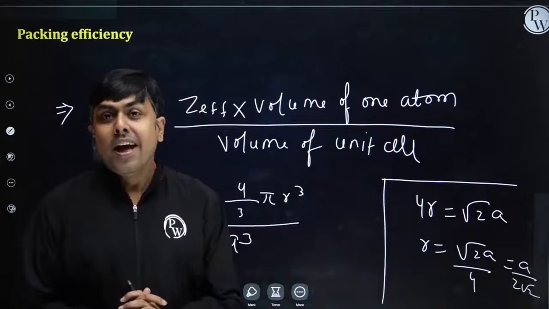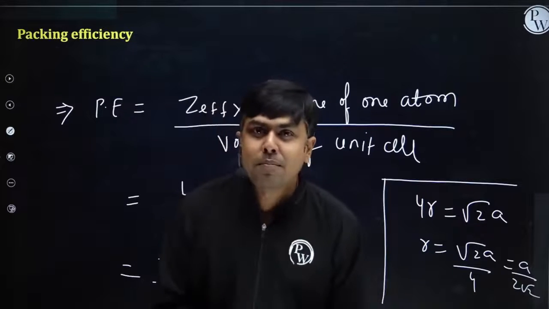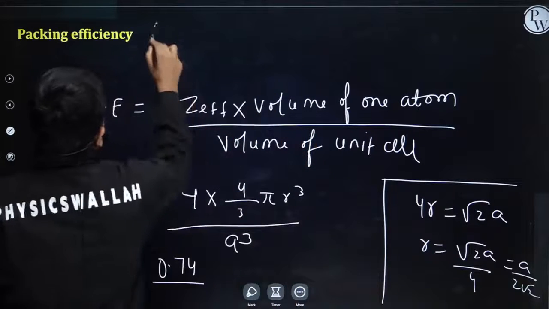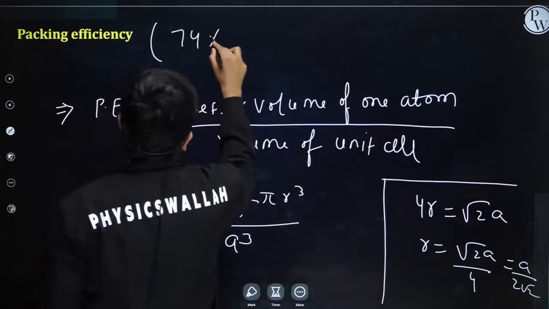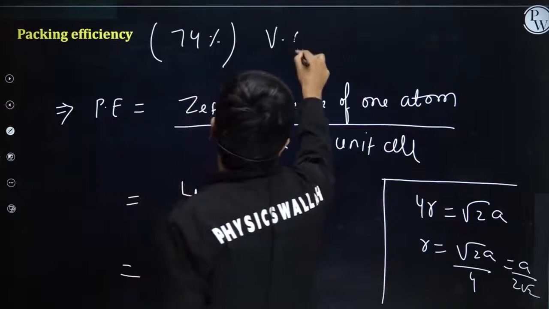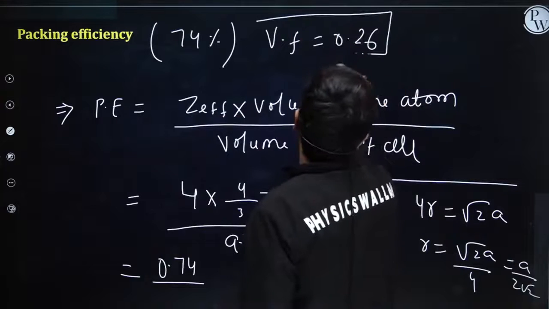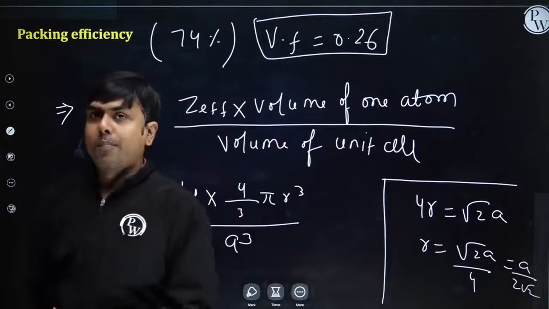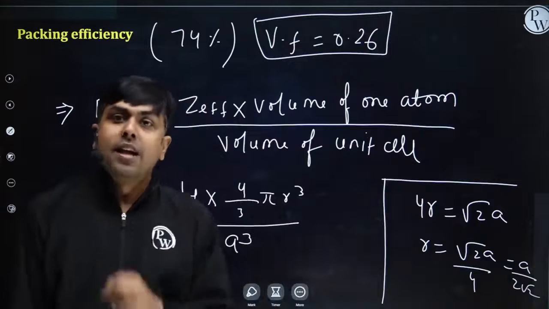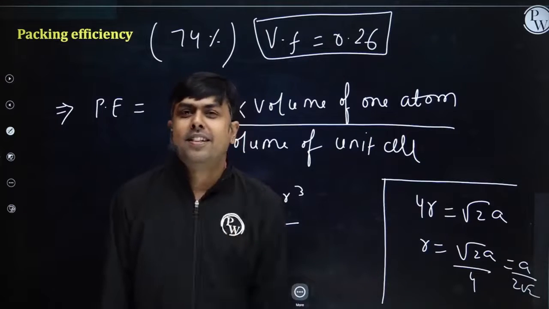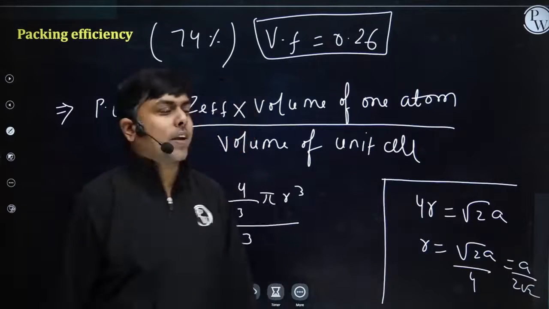Am I clear? And what's the packing fraction? It's maximum, 74%. Packing efficiency is 74%. What's the void fraction? 0.26. Only 26% of the space is unoccupied by atoms in the FCC unit cell. Shall we move ahead? Okay.